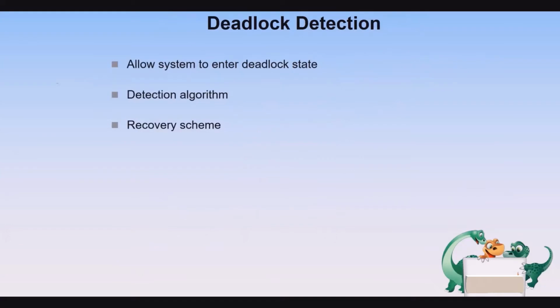Next, detection of deadlock. Okay, so how do we detect deadlock? Allow the system to enter a deadlock state, then use a detection algorithm and a recovery scheme.